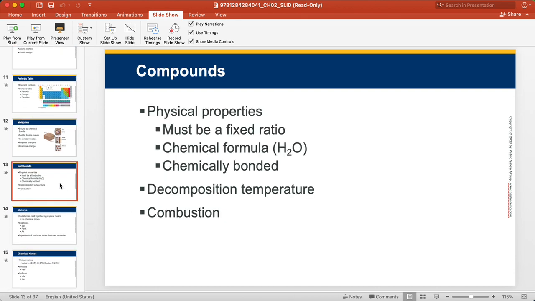All right, and then we're going to talk about chemical changes versus physical changes in molecules later on. So compounds: physical properties of compounds must be a fixed ratio. For example, we have the chemical formula of H2O. Everybody knows that as water, right? So it's 2 hydrogen atoms and 1 oxygen atom bound together through covalent bonding or ionic bonding, and then it creates a compound, which is 2 or more things from the periodic table of elements formed together to make something else, right?